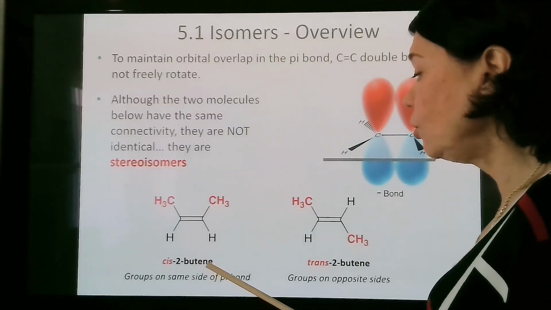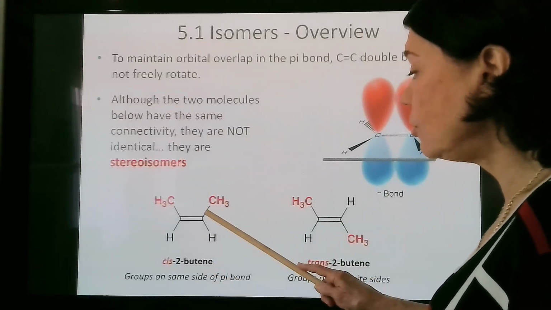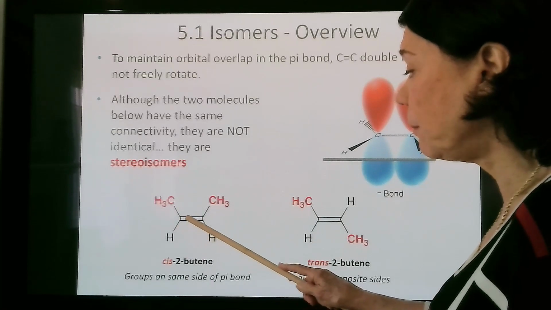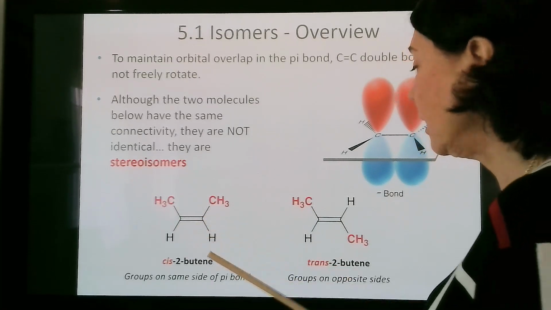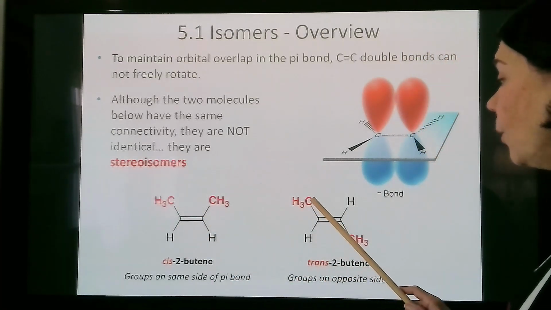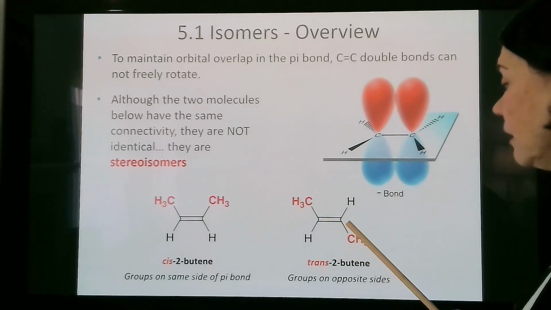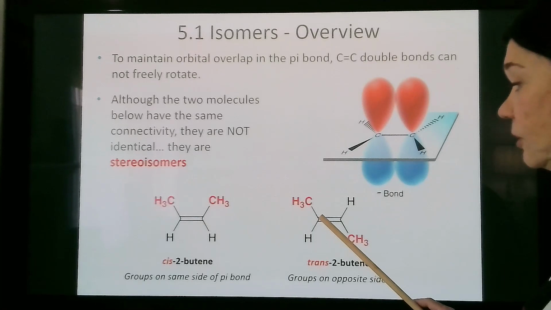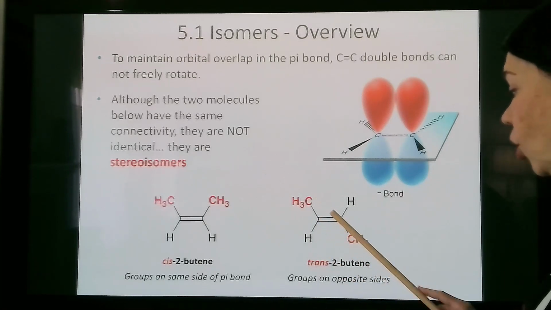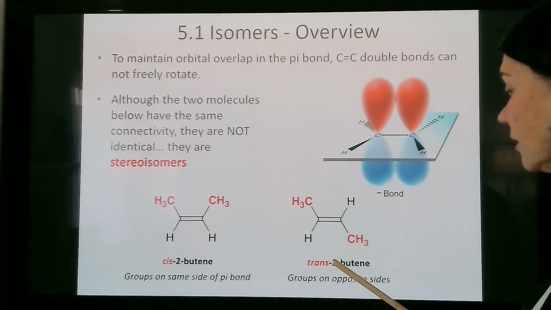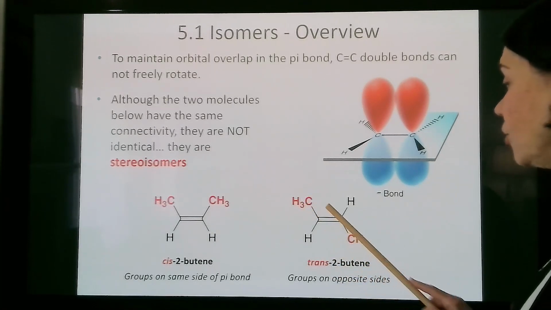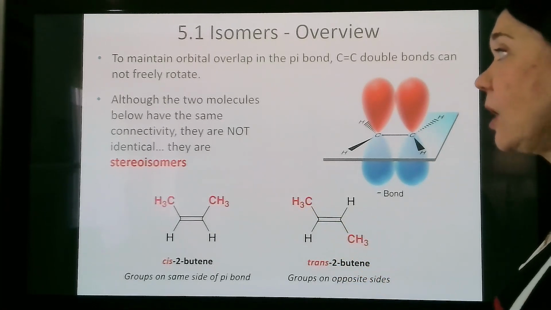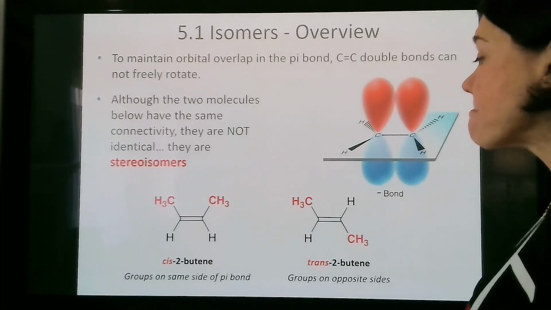This is 2-butene because 1, 2, 3, 4, the double bond starts at the 2 position in butene. Here, 1, 2, 3, 4. This is 2-butene because the double bond starts at the 2 position. And this is trans, again in italics, followed by a dash, to indicate the two methyl groups are on opposite sides of the double bond.